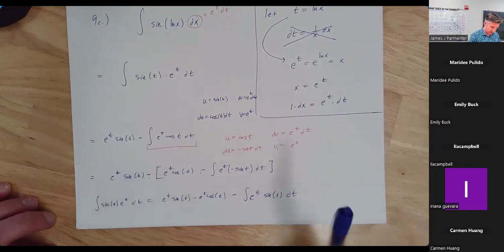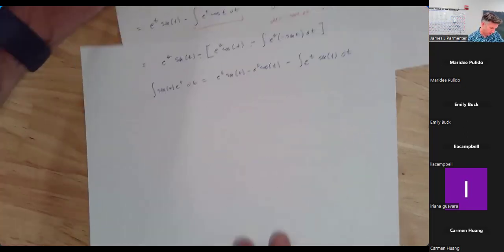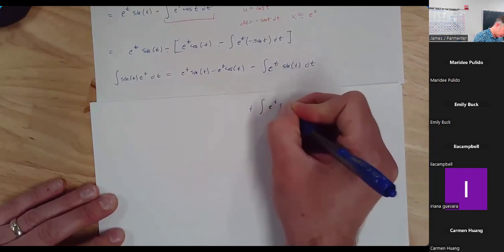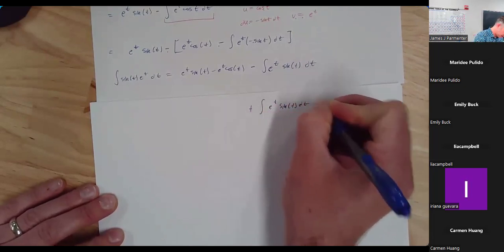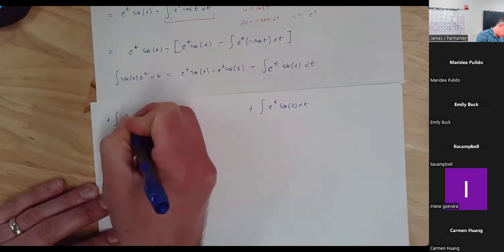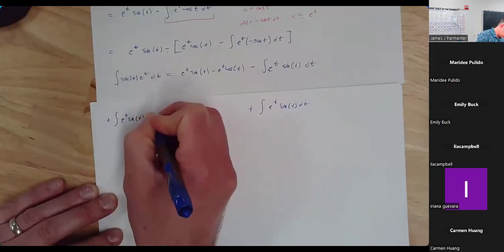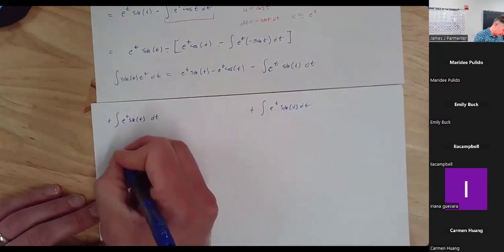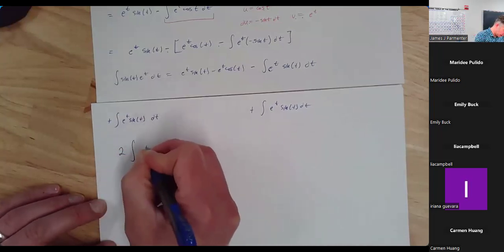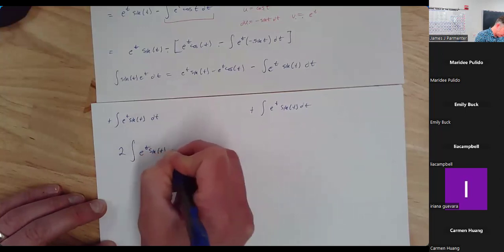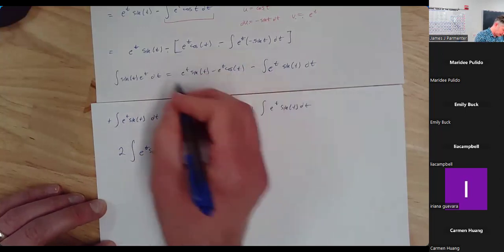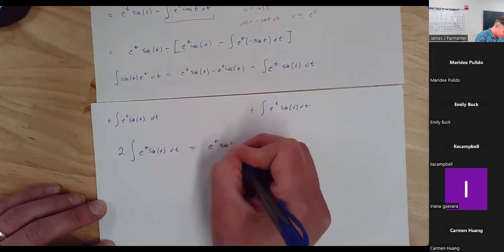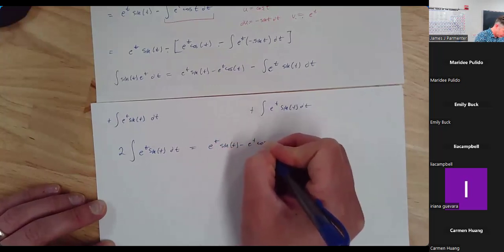We add that to both sides. We run out of room on our paper. So we add this to both sides, plus the integral of e to the t sine of t. Doesn't matter what order you multiply things in. e to the t times sine of t is the same as sine of t times e to the t. So then on the left-hand side, we have 2 times the integral of e to the t times sine of t dt equal to just that part right there, which is e to the t sine of t minus e to the t cosine of t.